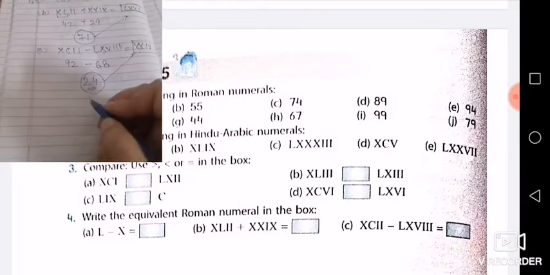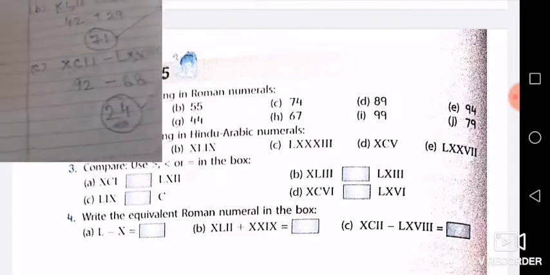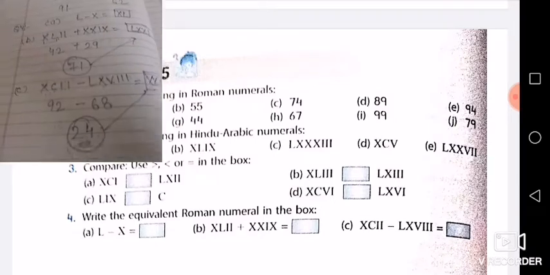This whole exercise is very easy, only such practice is required of Roman numerals. Basic rules I have told you. Following those basic rules you can find out the Roman numerals.